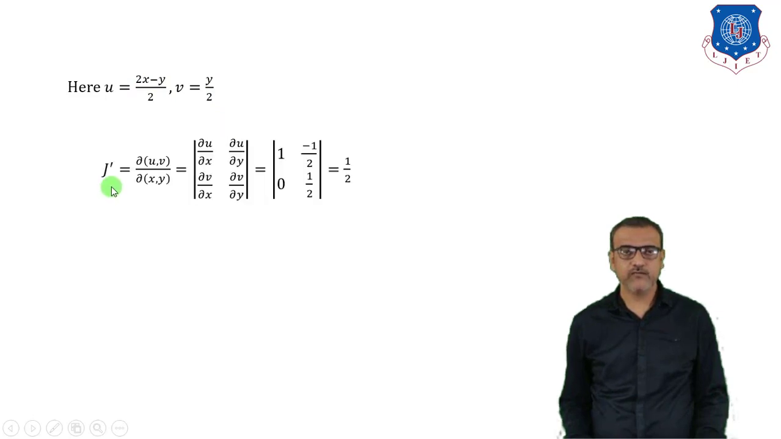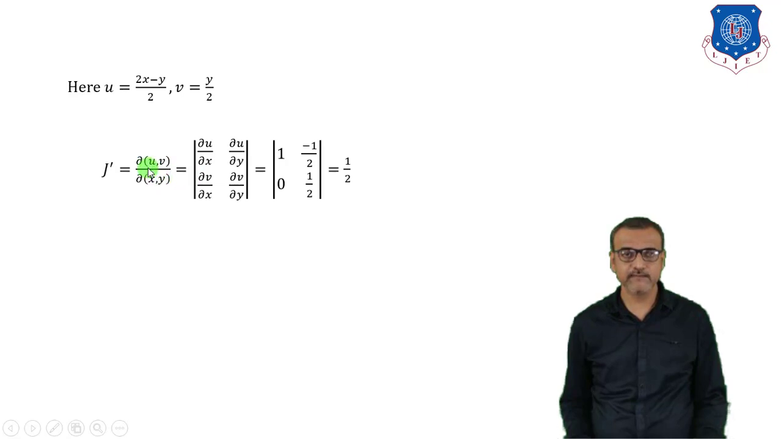Now we have to find the Jacobian J. To find J, we require x in terms of u, v and y in terms of u, v. But here we are given u as a function of x and y and v as a function of x and y. So instead of finding J, we will find J dash, and J dash equals del of u, v with respect to del of x, y.